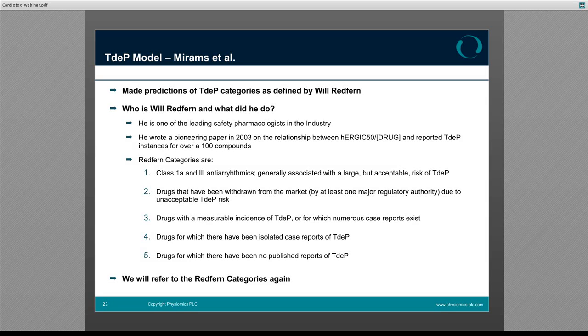So classes 1 and 2, you could more or less combine together in the sense that they both talk about a high degree of reported instances of Torsade de Pointes. Category 3 is slightly less incidence of Torsade de Pointes, but with numerous case reports. Category number 4 is where there have been isolated reported incidences, and category number 5 is where there have been no reported instances. So we'll refer to this Redfern category system again later on.